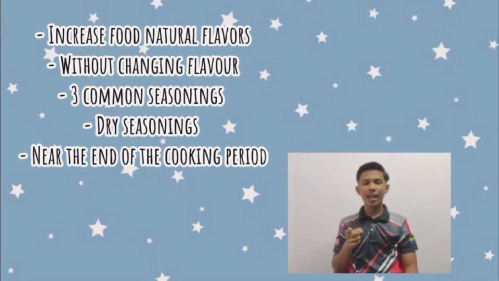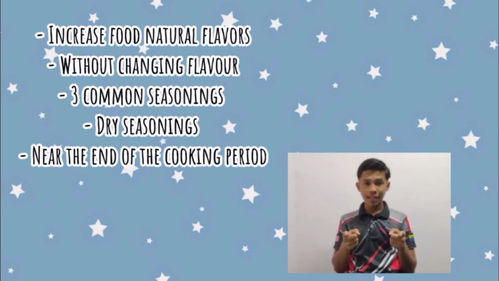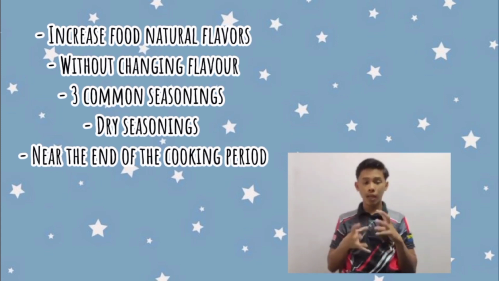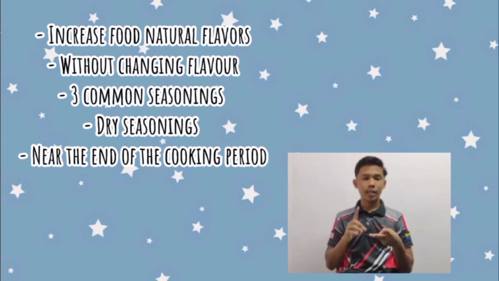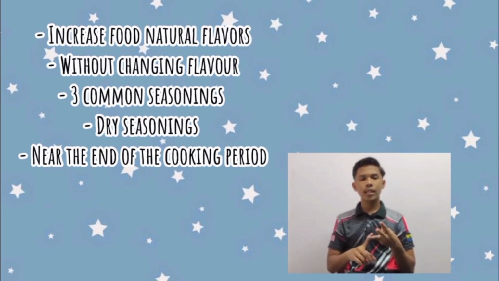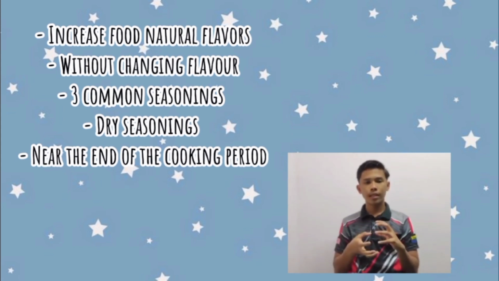Seasoning refers to an increase in the food's natural flavor. Seasoning means to bring out the natural flavor of the food without changing the texture. The 3 common seasonings are salt, pepper, and acid such as lemon juice. The top dry seasonings are dry garlic powder, paprika, and cinnamon. Seasoning is usually added near the end of the cooking period.